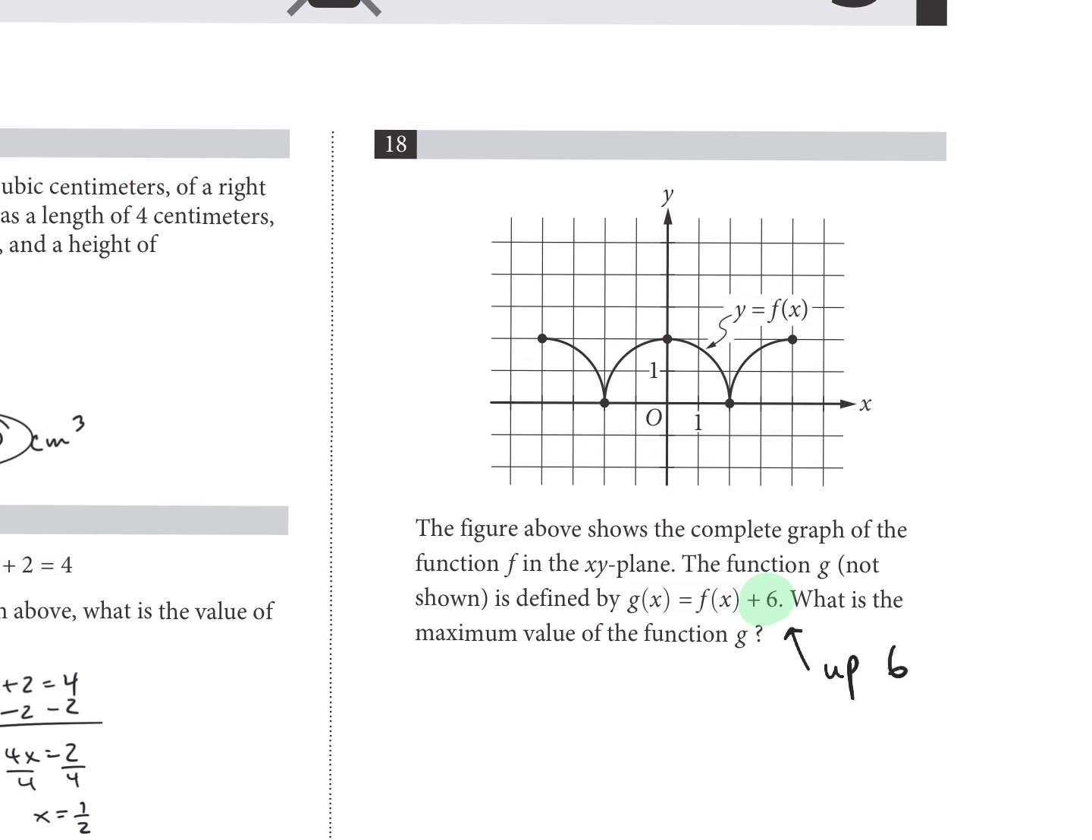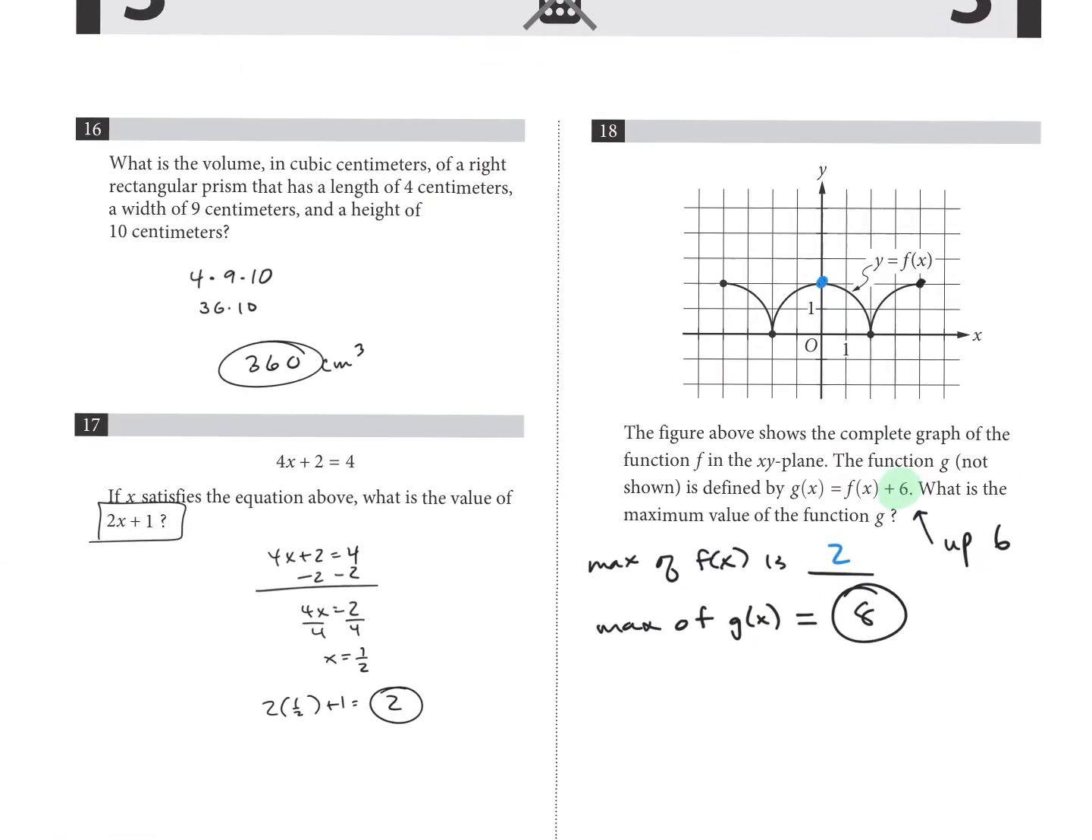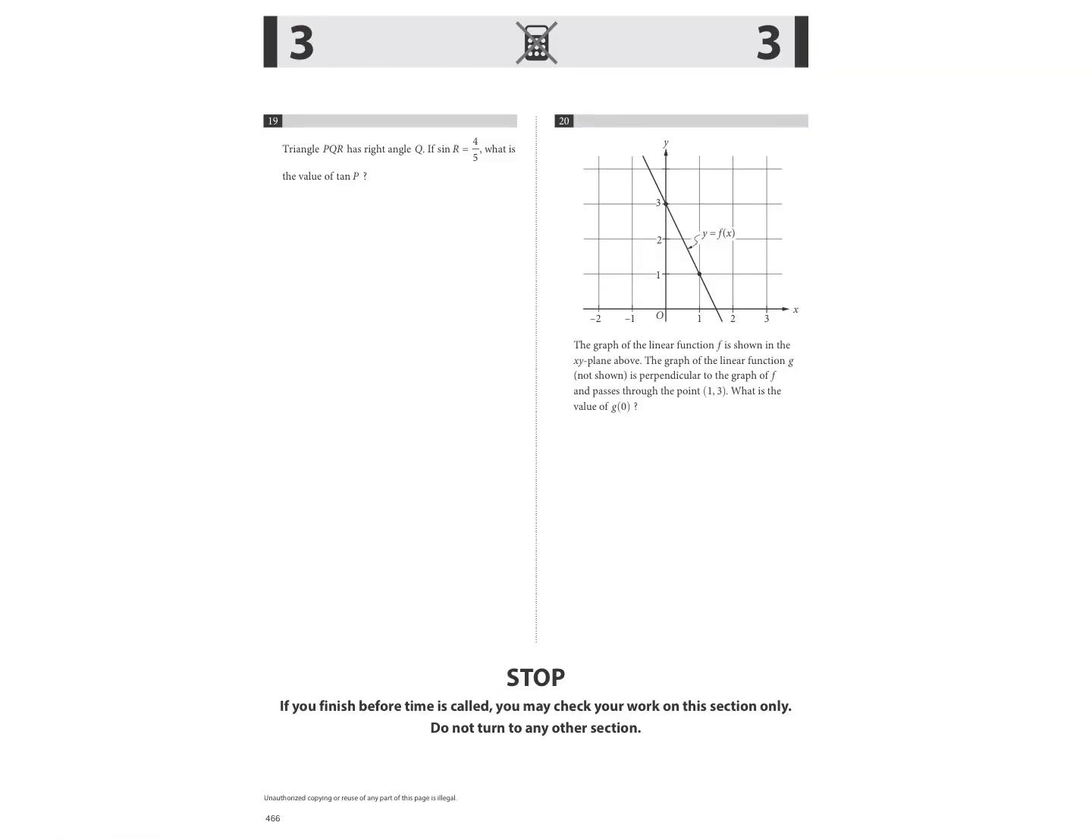So this shifts the whole thing up 6, right? That plus 6, if you remember transformations. So the max of f, looking at the graph, looks like its highest point, which would be 2. The maximum value of g would be this whole graph shifted up 6, so the max value of g would equal 2 plus 6, which is 8. So the answer would be 8, or 6 more than the max of f, which is 2.